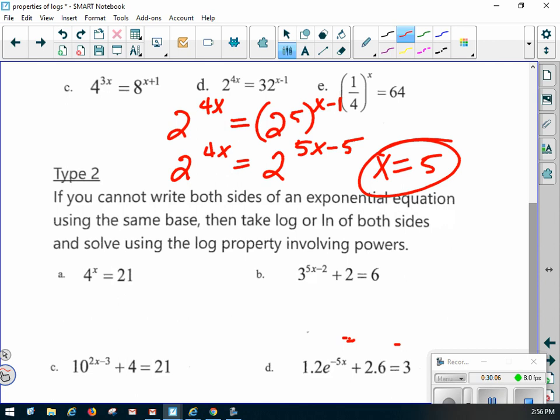One more. We'll get you on this one. What do you mean I'm going to have a negative exponent?